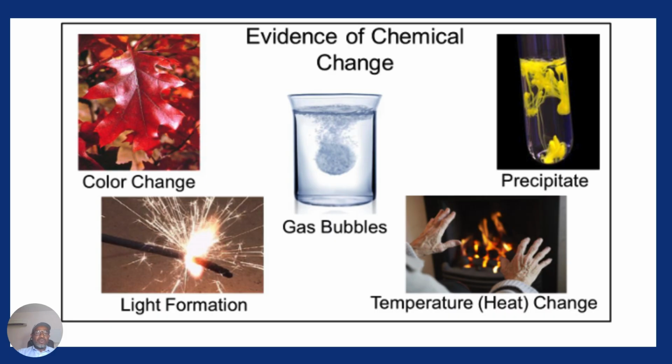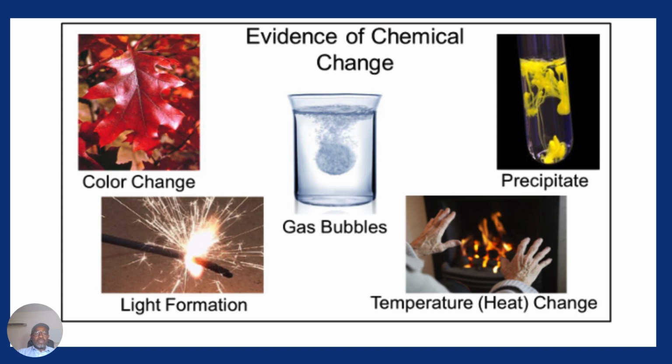Now let's look at the final one, which is evidence of a chemical change. This is a very important part because a lot of times this comes out in exams. What is a chemical change? How do you know a change is a chemical change? How is a chemical change different from a physical change? This is how you know.